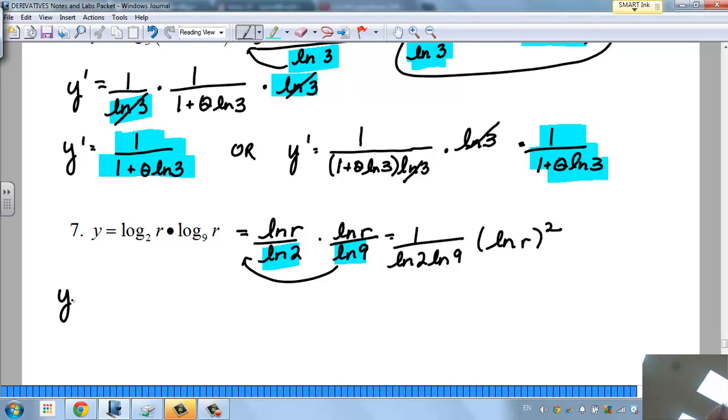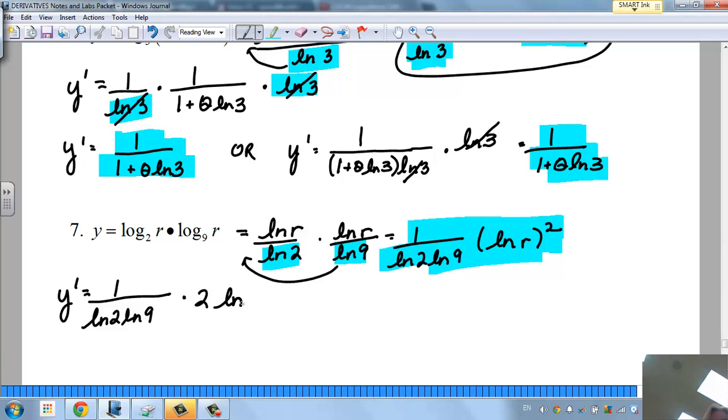Okay. Now, I have y prime here. So if I take the derivative of this, and this is what I'm looking at for the derivative, is this right here. Okay. So if I take the derivative of that, it's going to be, ready, 1 over, because this is a constant, natural log of 2, the natural log of 9, and the derivative of this is going to be the power rule first, 2 times the natural log of r raised to the first power times the derivative of the natural log of r, which is 1 over r, which equals 2 the natural log of r all over r natural log of 2 natural log of 9. So there is our answer, our derivative.